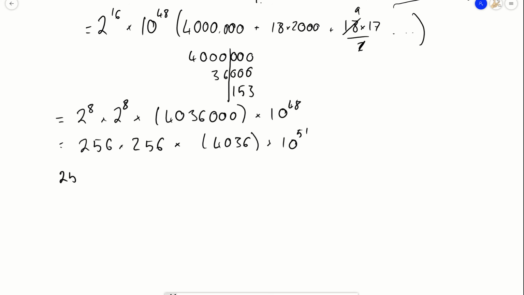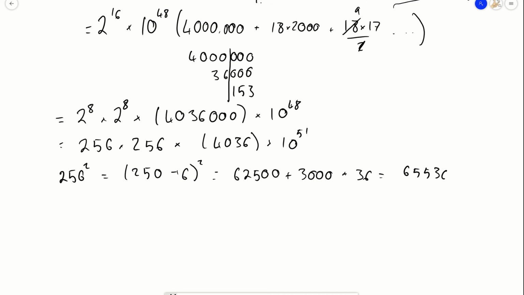Okay, so that's 256 all squared, which is the same as 250 plus 6 all squared, which is a much easier. 25 squared is 625, put 2 zeros on the end of it. Okay, the next term in the expansion of a square is 250 times 6 times 2, so that's 500 times 6, so that's 3000, okay, plus 36, so that leaves us with 65536. See how I've done that? It's a bit quicker than trying to work out 256 times 256.